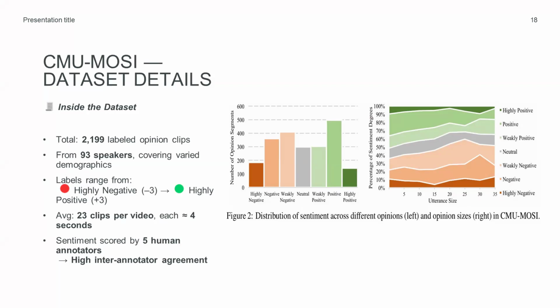So, what is inside the dataset? There are 2,199 labeled opinion clips from 93 different speakers covering varied demographics. Labels range from highly negative, minus 3, to highly positive, plus 3. The average is 23 clips per video, and each clip is about 4 seconds on average.